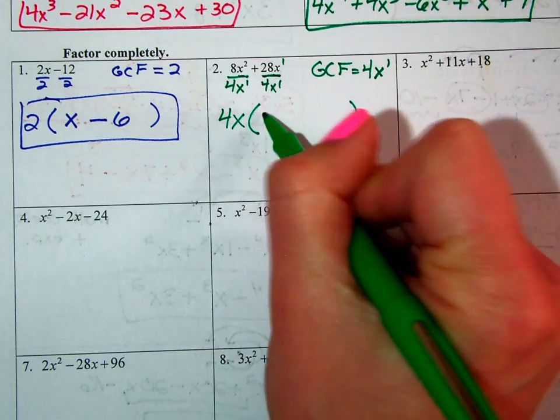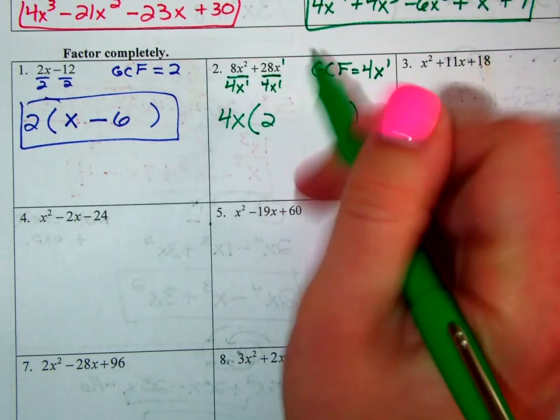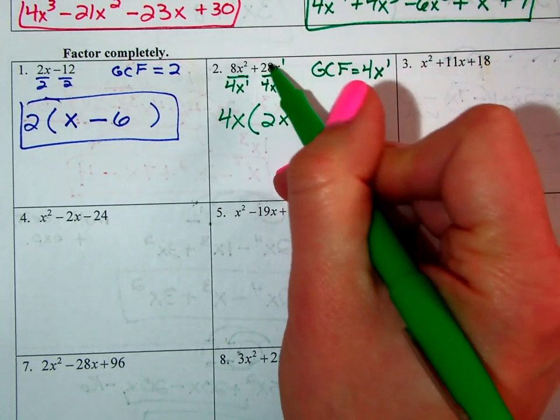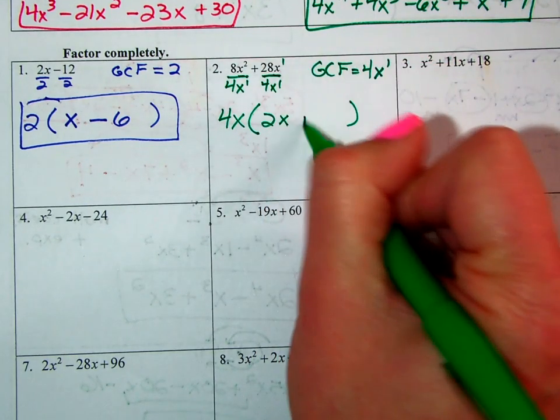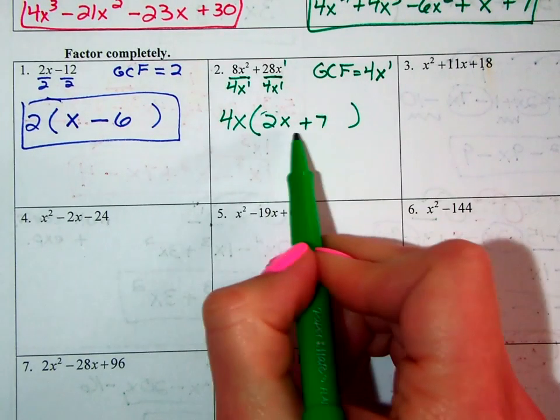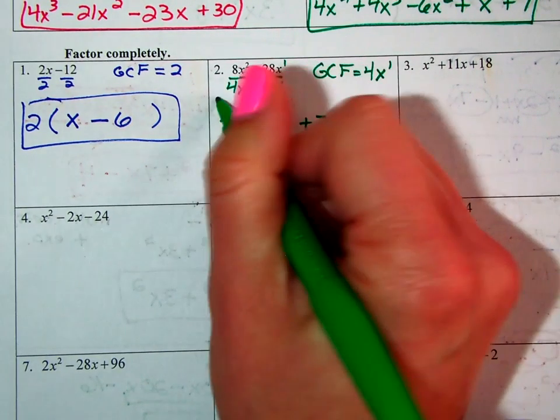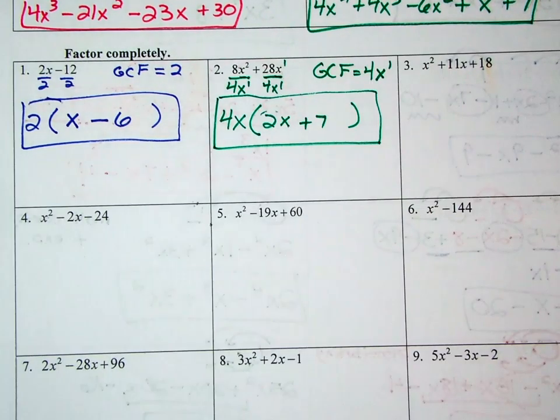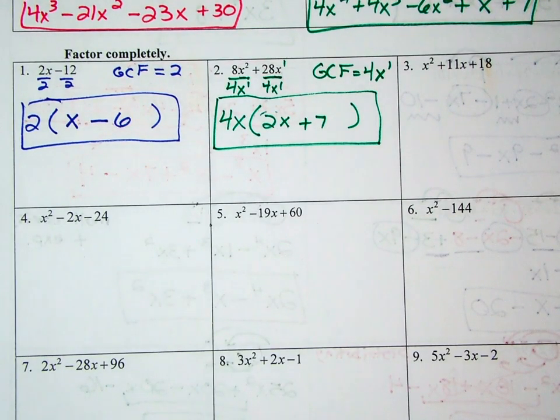So 8 divided by 4 is 2. Remember, we subtract our exponents, so it would just be x. 28 divided by 4 is positive 7, and 1 minus 1 is 0. Again, I would try to factor this, but if there's no exponent of 2, you cannot break it into 2, so you're done after the GCF.